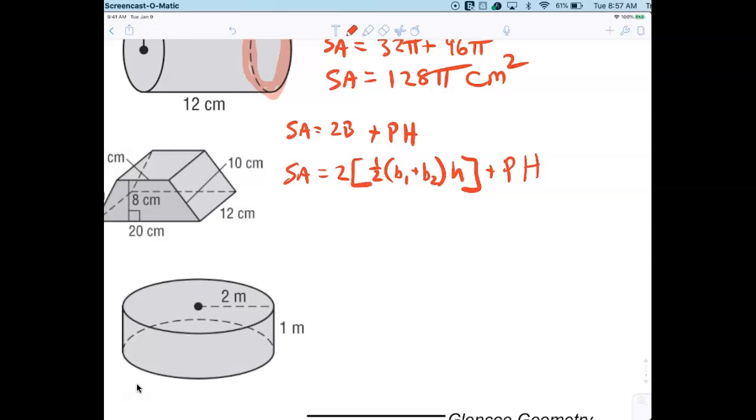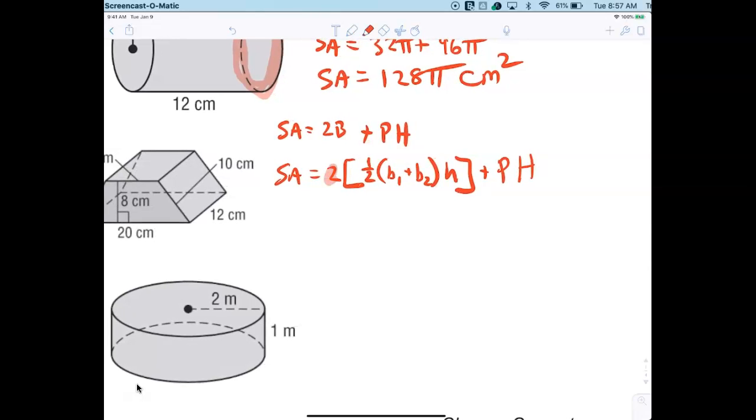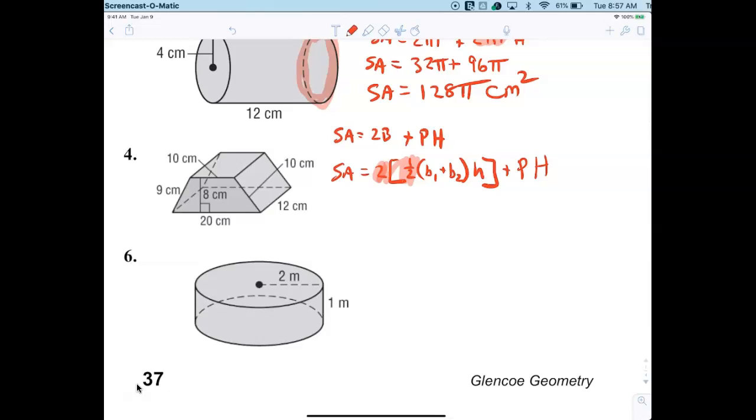In the interest of time, what can I do with this 2 right here and this 1/2? They cancel out, right? So now, what's base 1 plus base 2? 30 times the height, which is 240, plus, what's the perimeter? Practice your mental math, guys. You don't need a calculator for 10 plus 20 plus 9 plus 9. And don't let me tell you what the answer is.